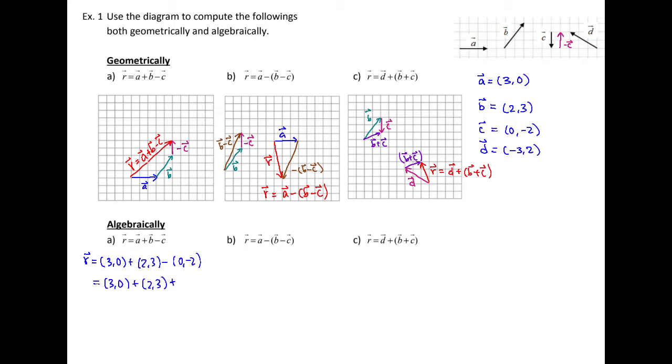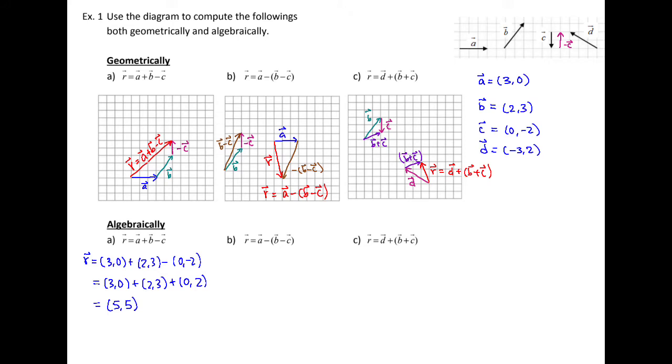But since there's no subtraction in vectors, we have to multiply the negative into the coordinates for vector c. So we have -1 times 0, which is 0, and -1 times -2, which is 2. And in order to find the resultant, we're going to add all the x coordinates together. So 3 plus 2 plus 0 is 5. And we're going to add all the y components together too. So 0 plus 3 plus 2 will also be 5. So now our resultant r will be (5, 5).